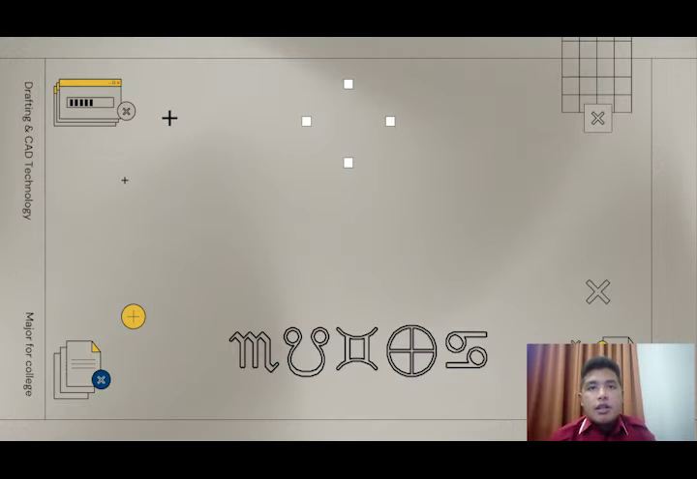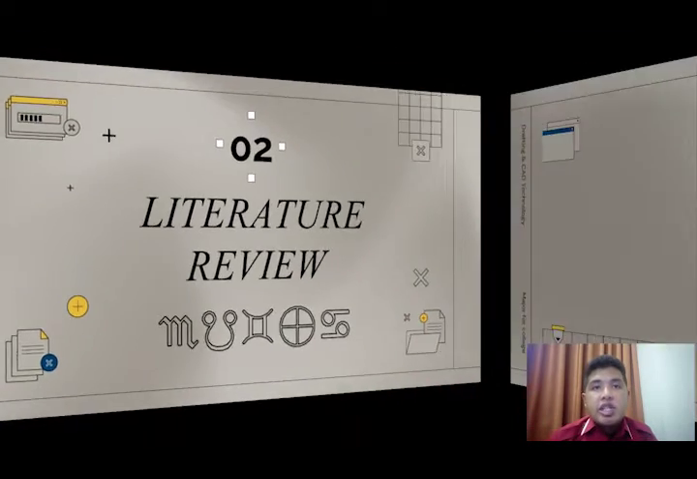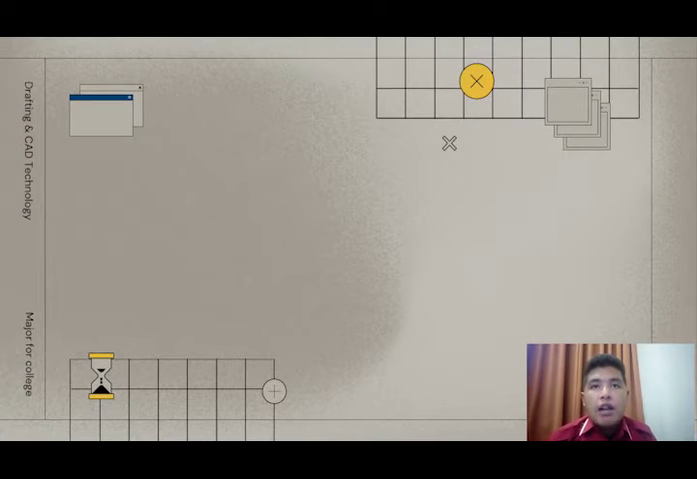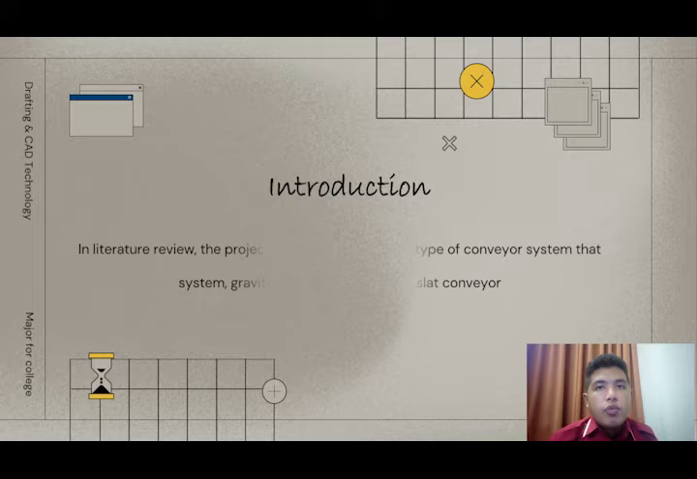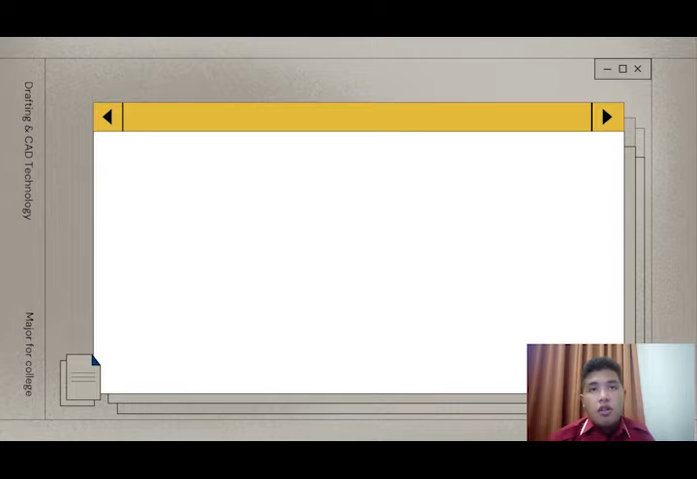The next chapter is going to be chapter 2, which is the literature review. So for the introduction of this chapter, in the literature review, the project will review different types of conveyor system that exist nowadays. These types of conveyor system include belt conveyor system, gravity conveyor system, and slide conveyor system. So the first type of conveyor system is belt conveyor.